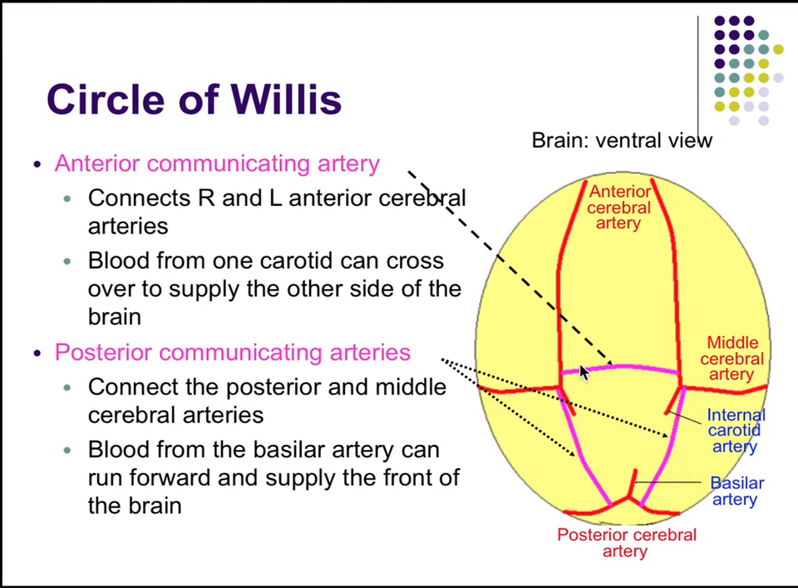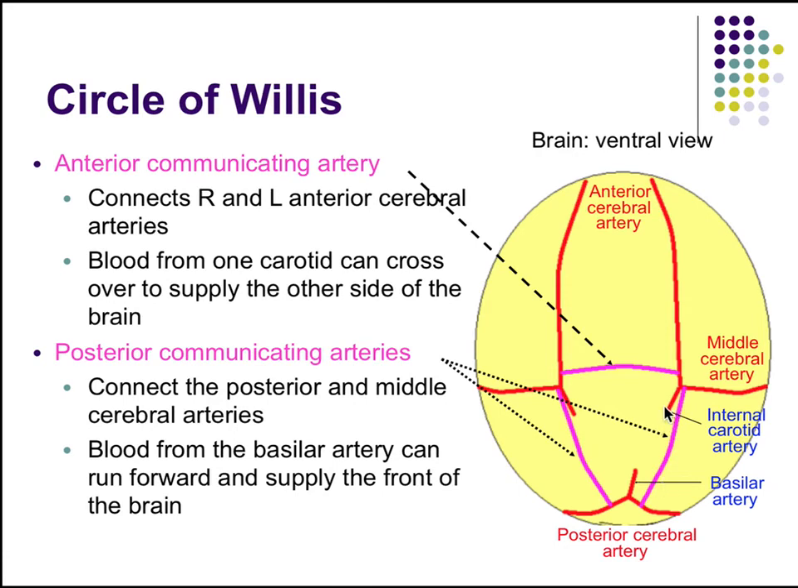Now, if you look at the magenta lines, they create an important structure known as the circle of Willis. What the circle of Willis does is it allows blood to flow so that if we have a blockage in any of our major arteries like our internal carotid or our basilar artery, then we can still supply blood to the brain by using the circle of Willis and finding an alternate route. The circle of Willis is made up of our anterior communicating artery, which connects our anterior cerebral arteries together, and then our posterior communicating arteries, which connect the middle to the posterior cerebral arteries on each side.